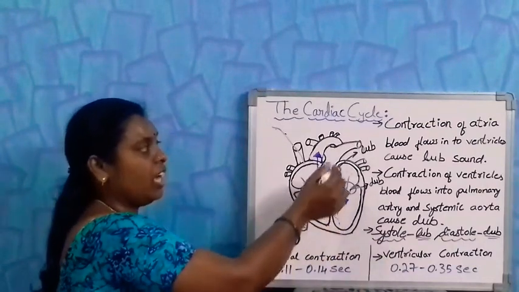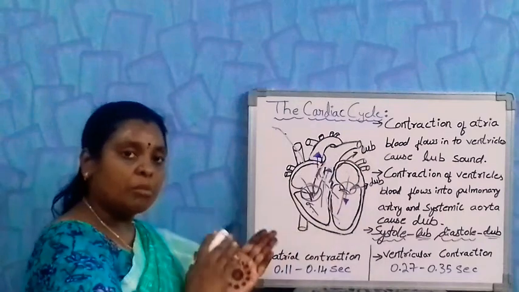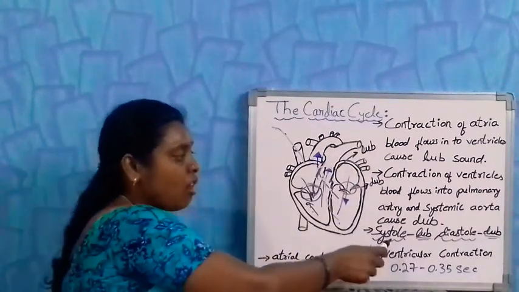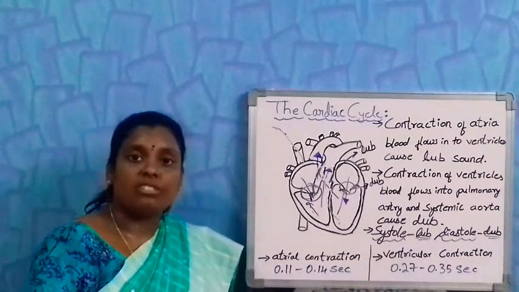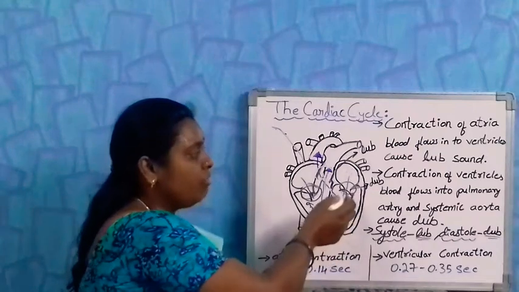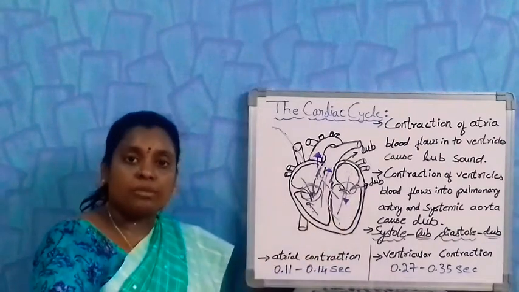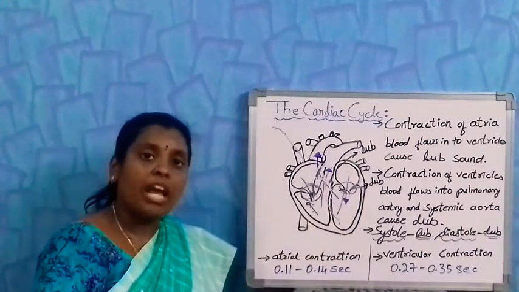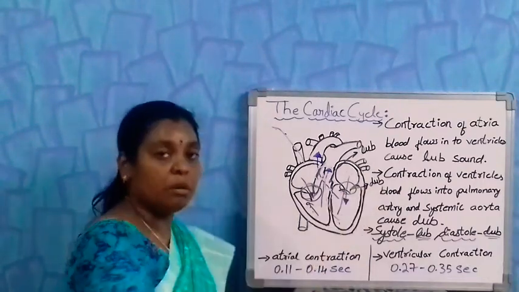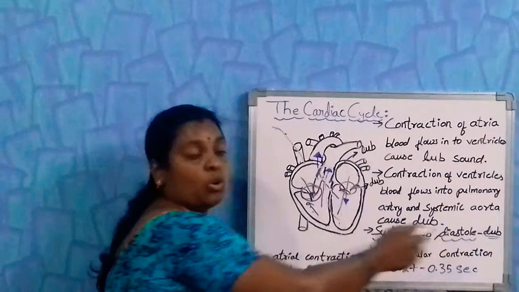Here we are hearing a love sound, and in the pulmonary and systemic aorta the walls are closed. That is called systole. At that phase we call it the systolic phase. And when we hear the dub sound, means when the tricuspid and bicuspid walls are closed, you can hear a sound called dub. It is nothing but diastole.